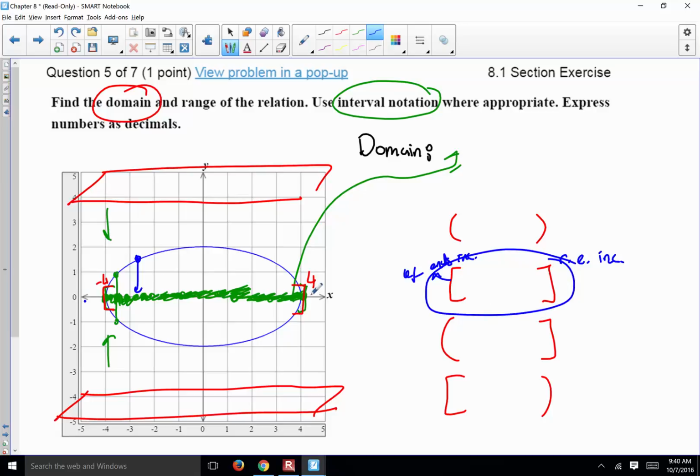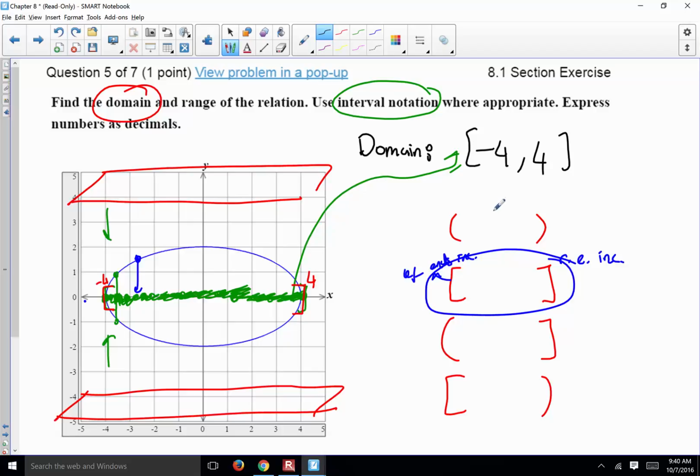What are the endpoints? Where does this stain start? -4. Where does it end? +4. Okay? That's domain.